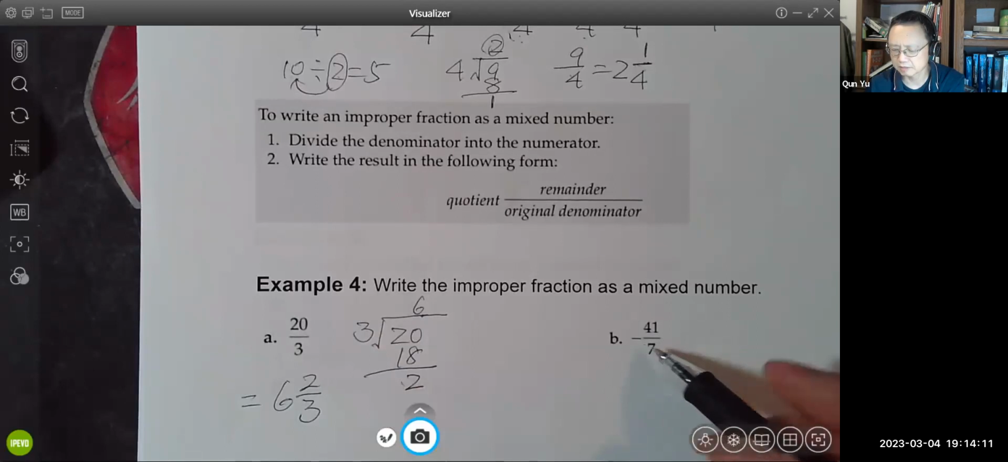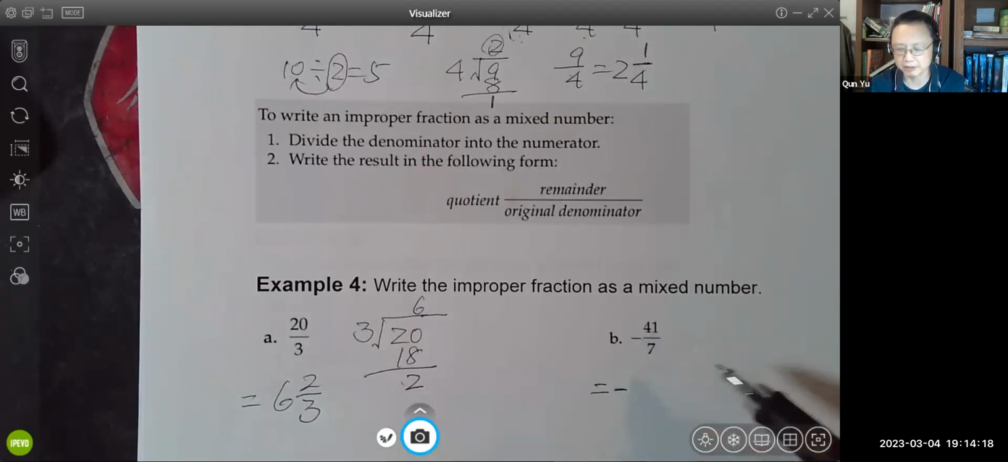And the other one is a negative number. We will get a negative number. We just change the improper fraction format to mixed number format. We don't want to change the value, right? That's why we just carry this negative sign over.